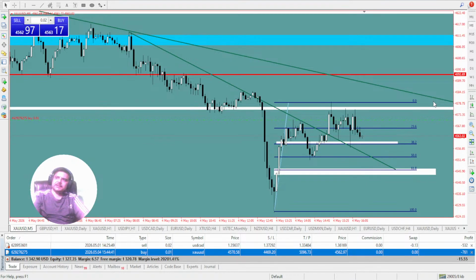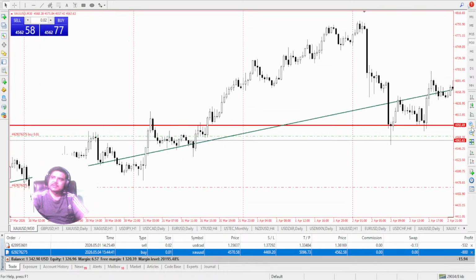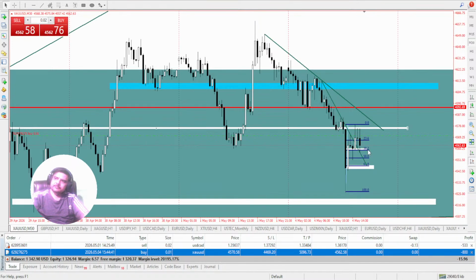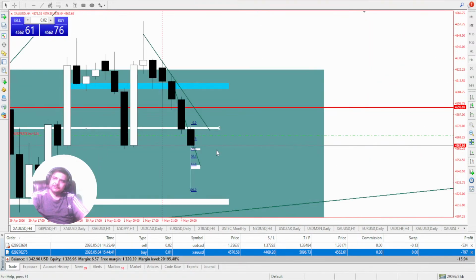Five minutes left, and then we will know how this M30 candle will close. This one. Then in the next 30 minutes we will know how this H4 candle closes.